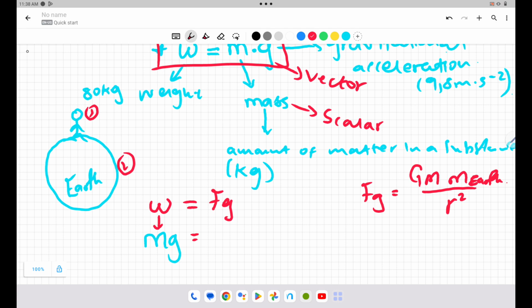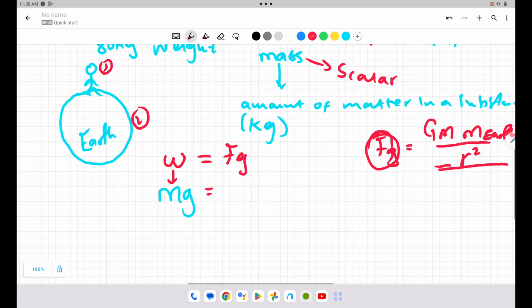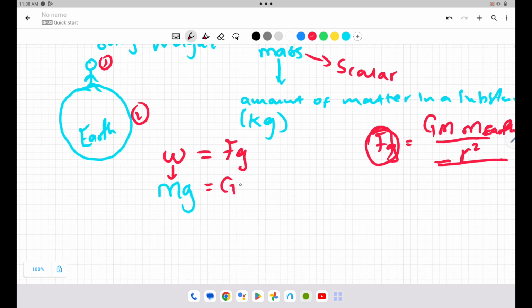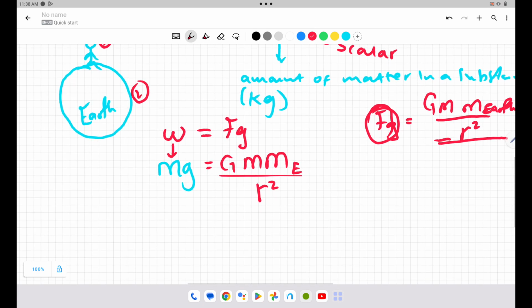The mass of Earth is something like 5.98 times 10 to the power of 24 kilograms, which is very large. So in this case, we can treat the man as a point particle. So I can come here and make the replacement. I'm saying Fg is equal to that. So where I see Fg, I can replace it with G, mass of the person, mass of the Earth, divided by r squared.